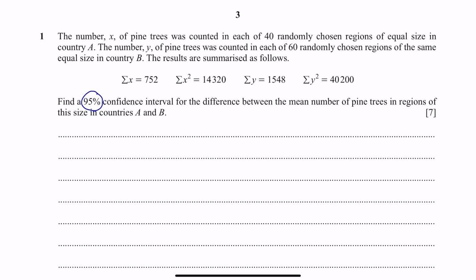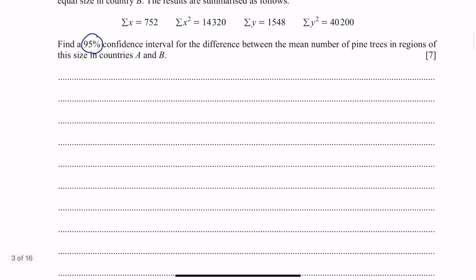So this question is about confidence interval, and let's list out the formula first. So for confidence interval, we would have the difference between the mean of x and y plus minus our z value, which we will get from the table later, times the square root of s squared x over nx plus s squared y over ny. Alright, so now we will need to find all this info.